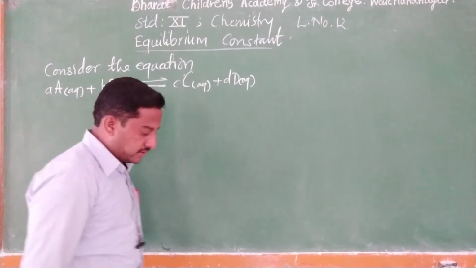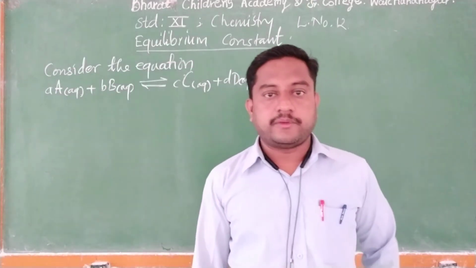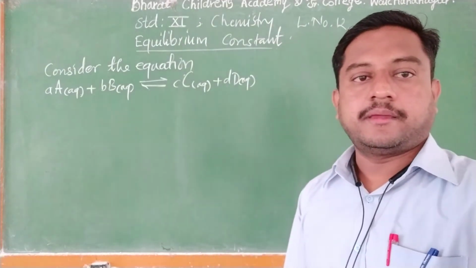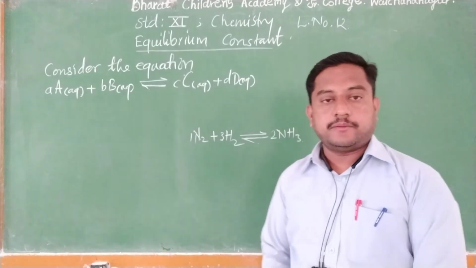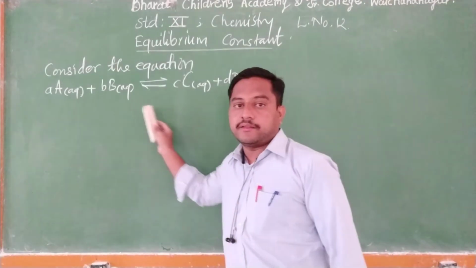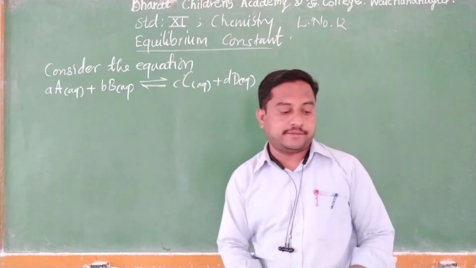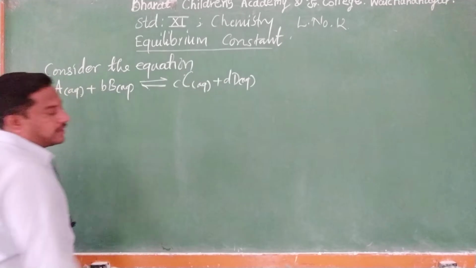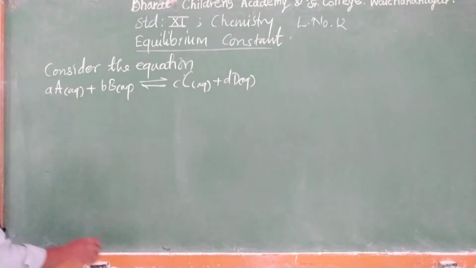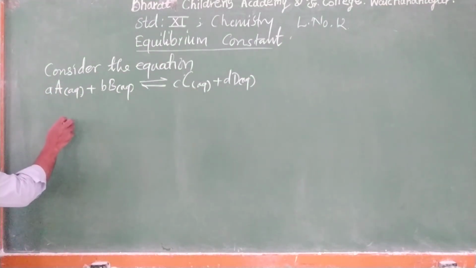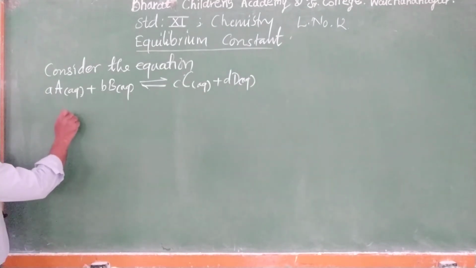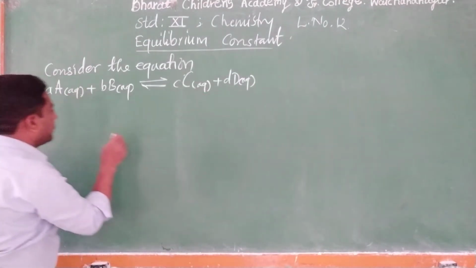We need to consider this equation, and for this equation we will be finding out the Kc as well as Kp. So let us see, for this balanced equation, how one can write the Kc and how one can write the Kp, or how one can derive the Kc and Kp. Yesterday we have seen that if you apply the law of mass action to the above equation, we will get the rate of this reaction. Let us talk about the forward reaction.